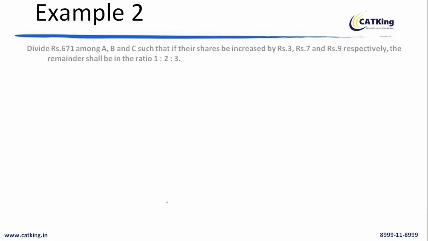Next example. This is a very good question. This has come in a lot of competitive exams. I want you guys to pay attention very much. Alright, so divide 671 rupees among A, B and C such that if their shares are increased by 3, 7 and 9 respectively, the remainder shall be in the ratio 1:2:3. Take a moment, try to understand this question.